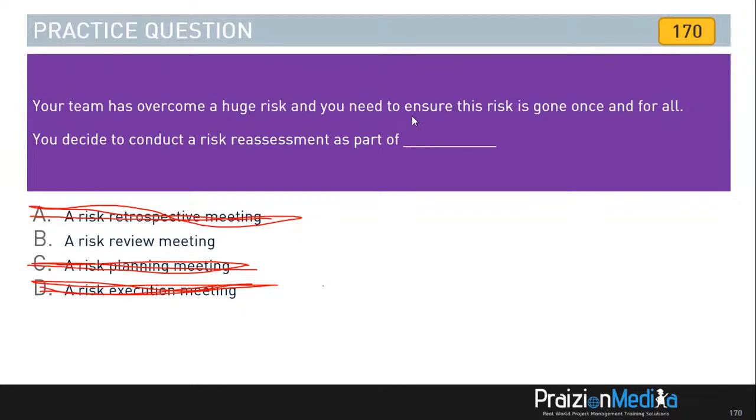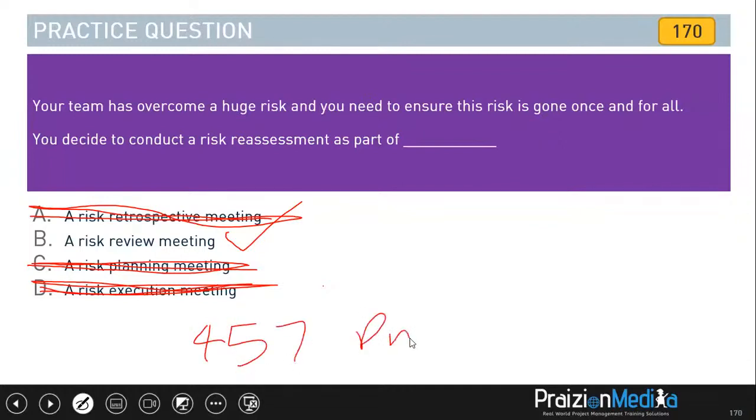It's a risk review meeting. And you can find this in the PMBOK Guide, 6th edition, under the tools and techniques there. We do have risk review meetings talked about on page 457 of PMBOK 6. And it says meetings that can be used during this process include, but are not limited to, risk reviews. Risk reviews are scheduled regularly and should examine and document the effectiveness of risk responses in dealing with overall project risks and identify individual project risks.